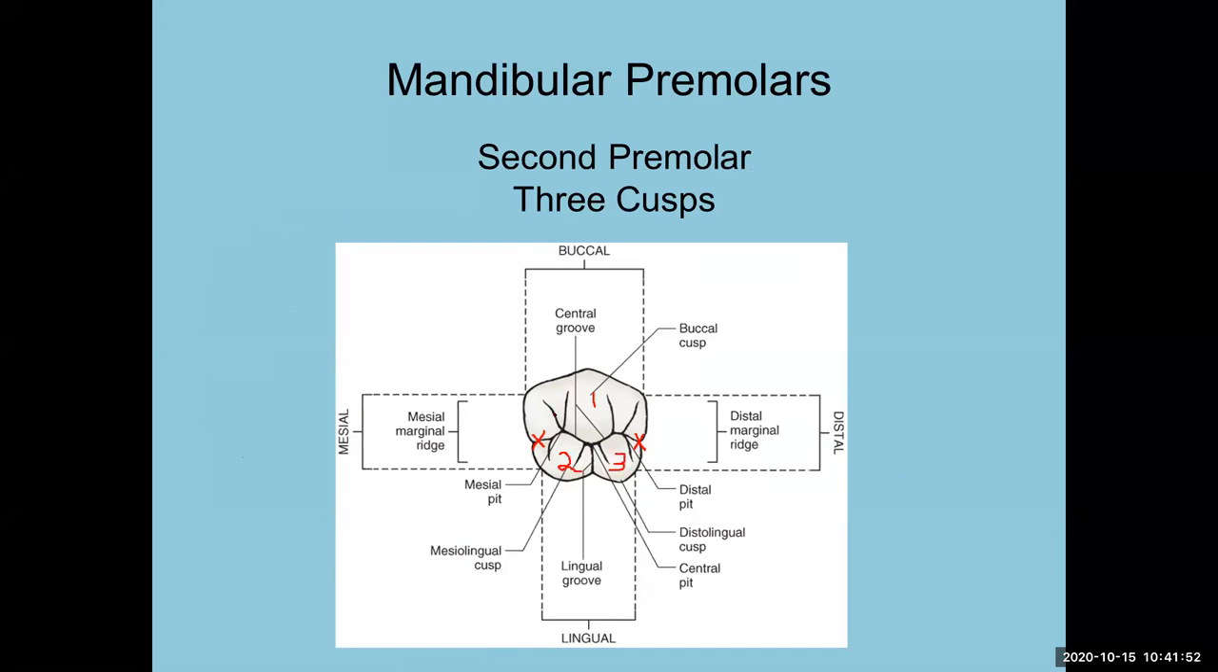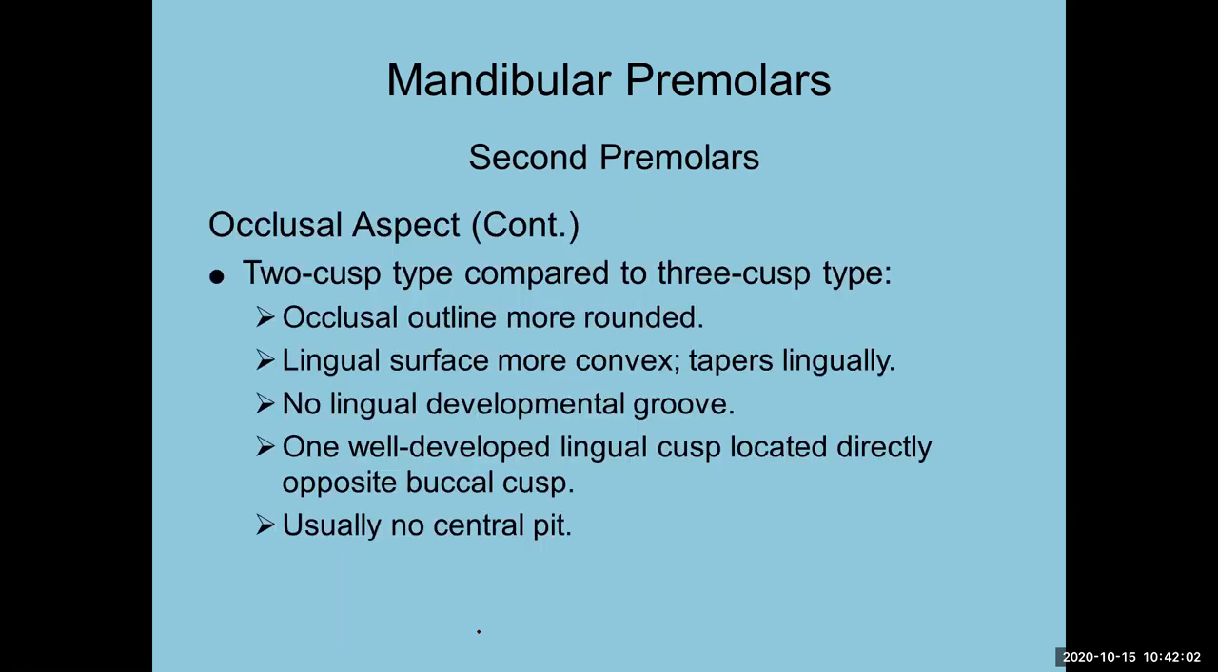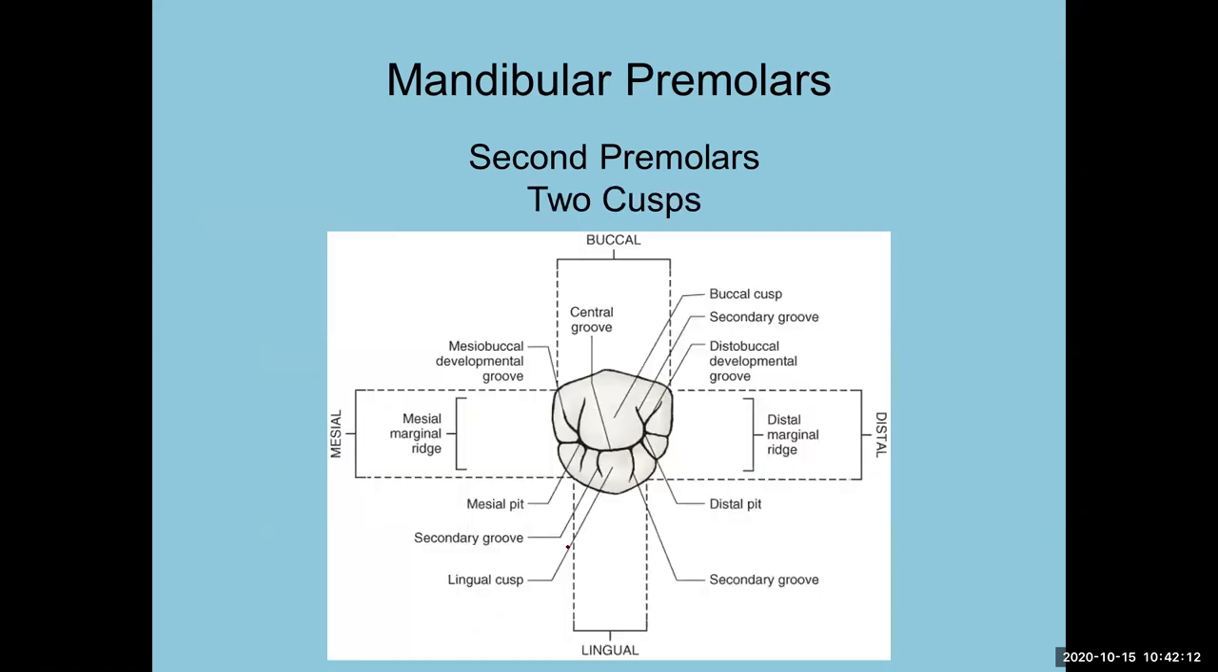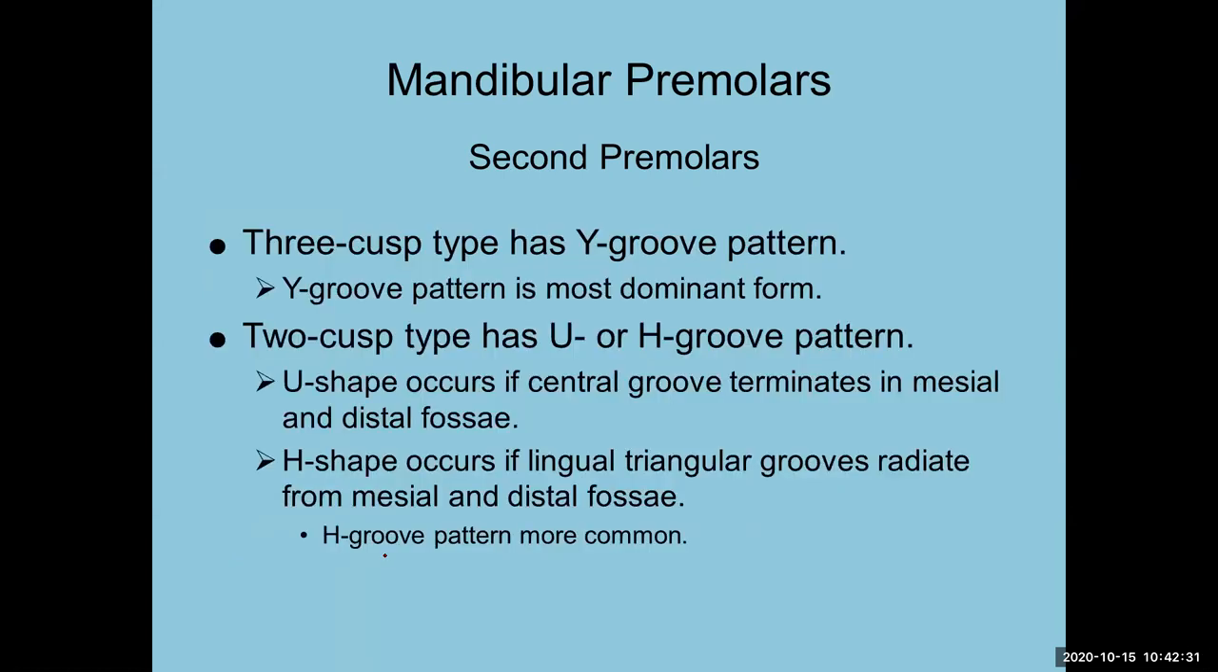Three cusp type with a Y occlusal pattern. Two cusp type compared to a three cusp type. Two cusp type, there's no central pit usually. This is the two cusp type, and you've got a mesial and a distal pit here and a central groove. This is really accentuating all those little wrinkles. Three cusp type is a Y pattern. The two cusp type, you can have a U or an H pattern.